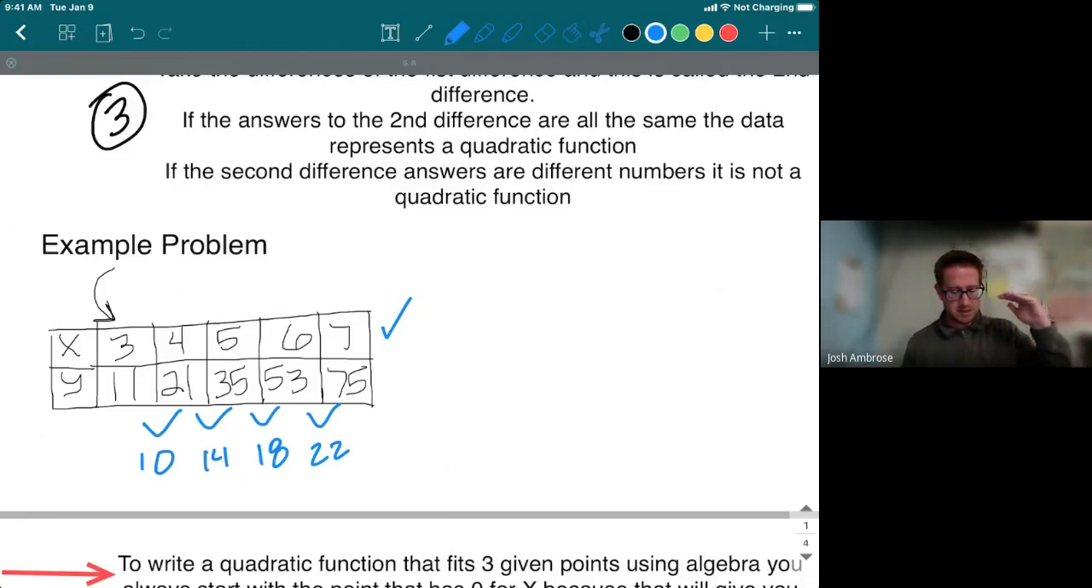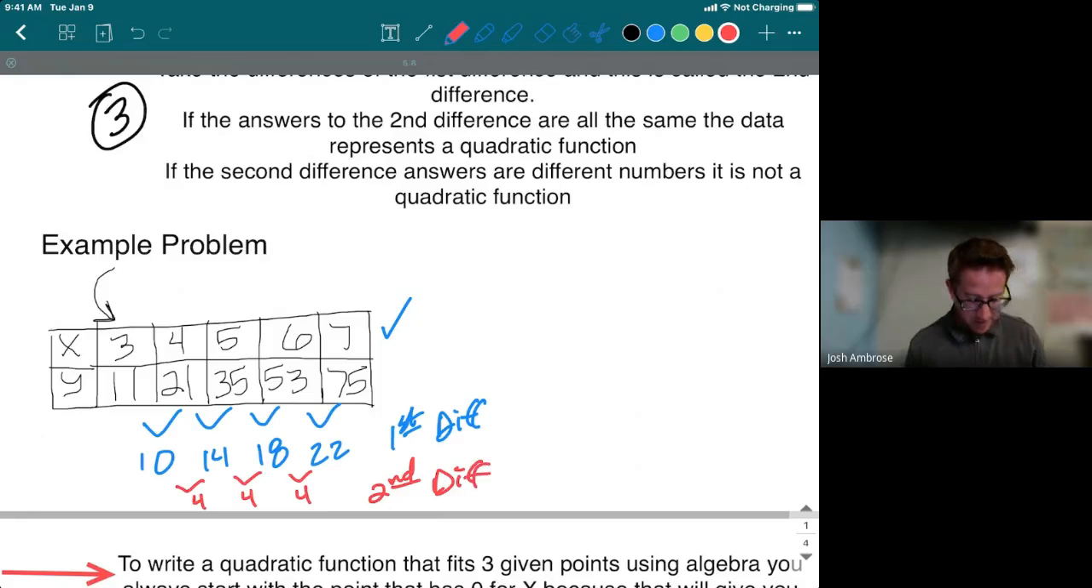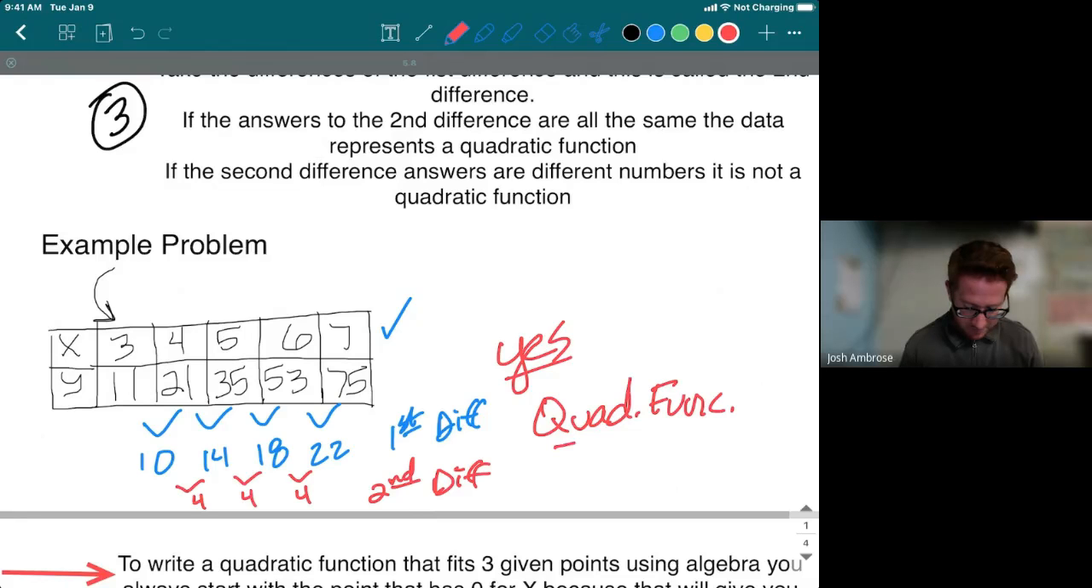So what we're looking at here is our first difference. Now let's work our second difference. Now it's going to be these guys, 14 minus 10, we get 4. 18 minus 14, we get 4. 22 minus 18, look at that. A little bit of magic here. Our second difference, boom, they are all the same number. If you take a look back at step 3, if the answers to the second difference are all the same, then yes, we do have a quadratic function.